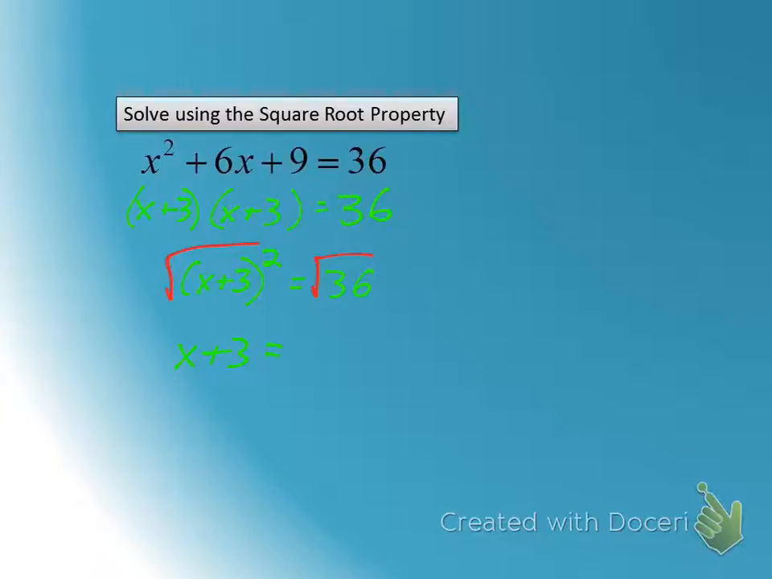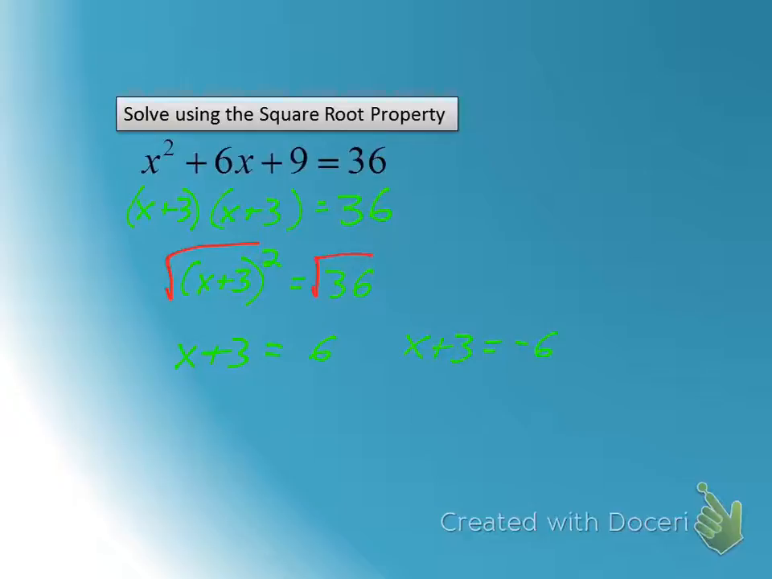You're going to make 2 equations. One being x plus 3 equals 6. The other being x plus 3 equals negative 6. Okay, everybody good?